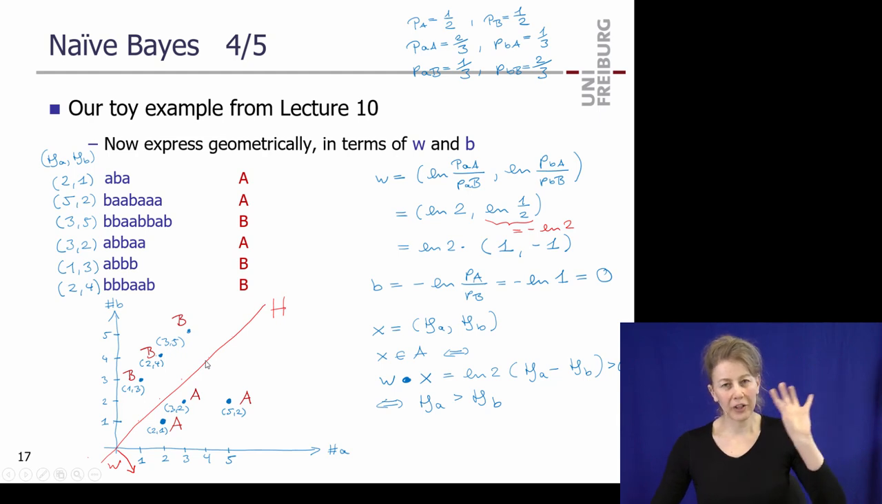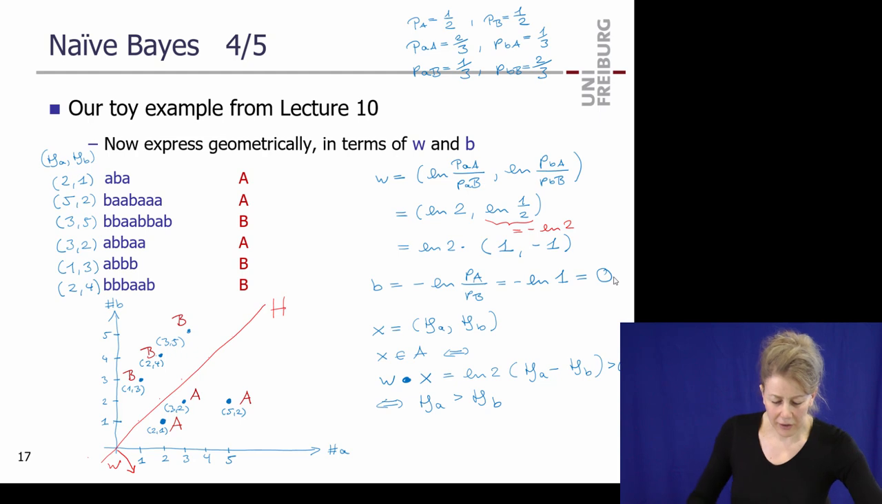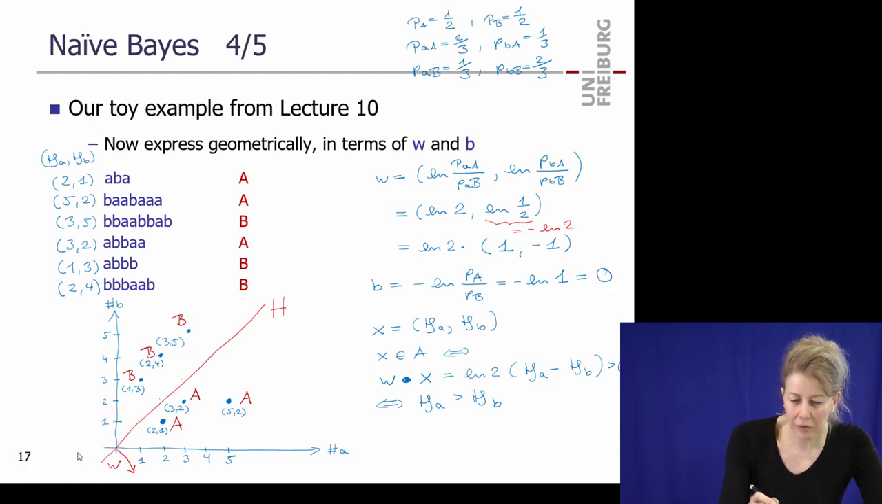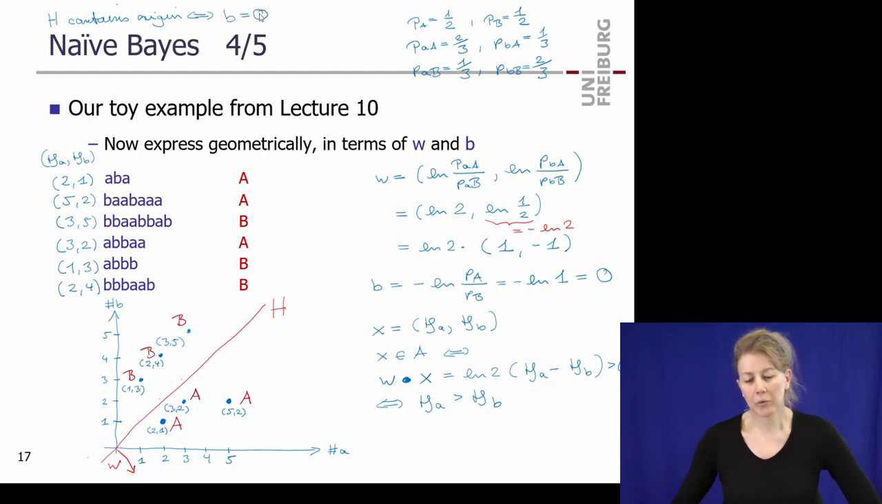It's great to ask this question to understand something in detail. Why does it go through the origin here? Well, what's the anchor point here? You could take zero as an anchor point. The reason is that the b is zero here. It's not something I proved, but I should write it again because it's actually important for the intuition. So H contains the origin, and prove it yourself at home, because it's a great exercise, is equivalent with b equals zero.